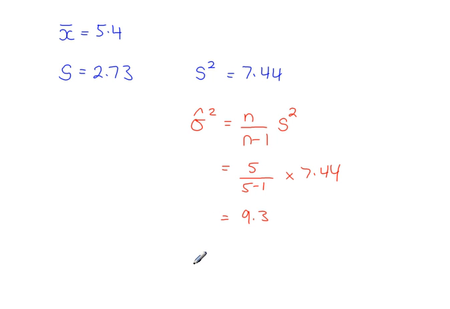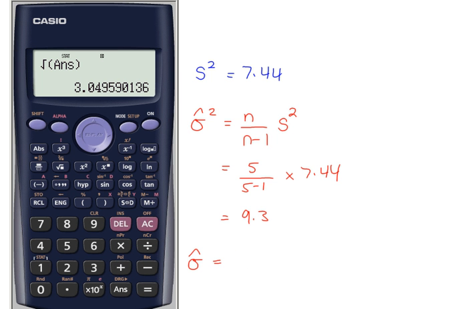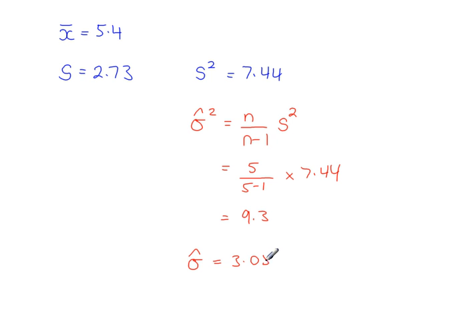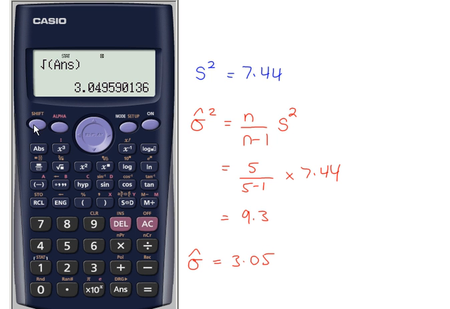And if we square root it, we get 3.05. 3.05 on the calculator is option 4.